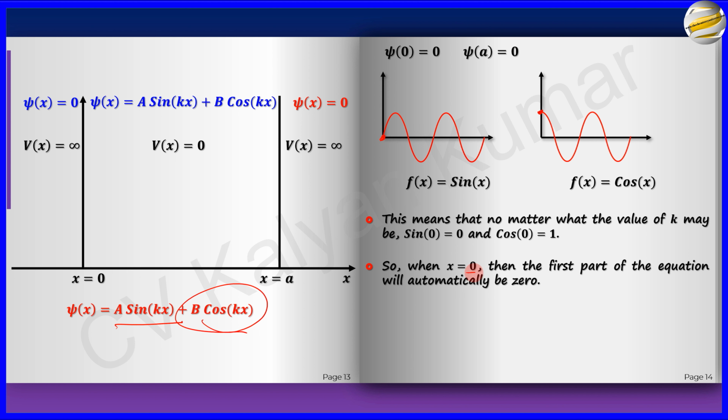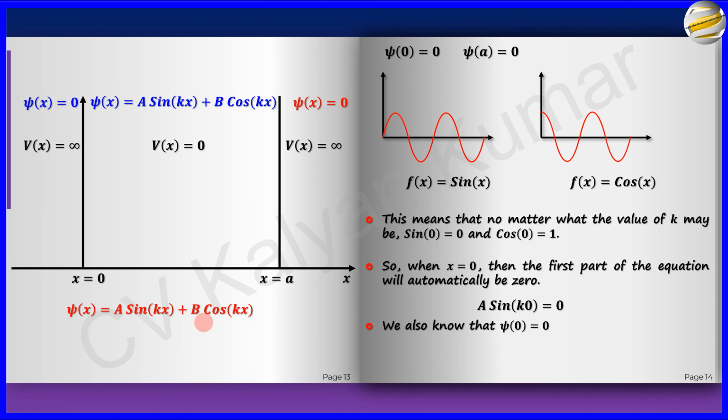But remember, when x is 0, this function has to be 0. So a sin k0 is 0. We also know that sin 0 is 0. Look at the second term. Now this can only be 0 if b is 0, because at x equal to 0, cos 0 is 1, so this can't be 0. So for x to be 0 and the function to be 0, b has to be 0.